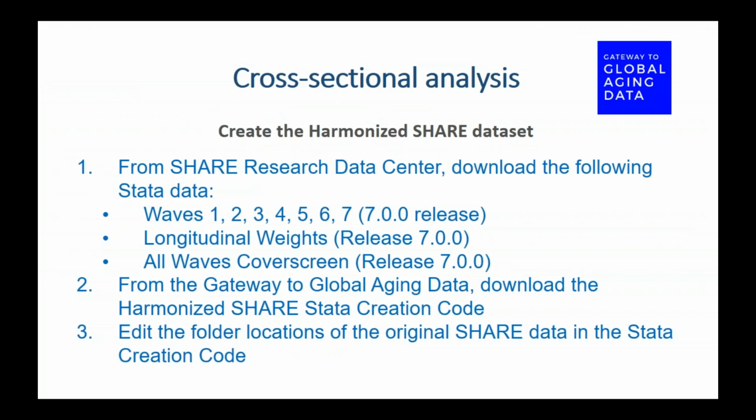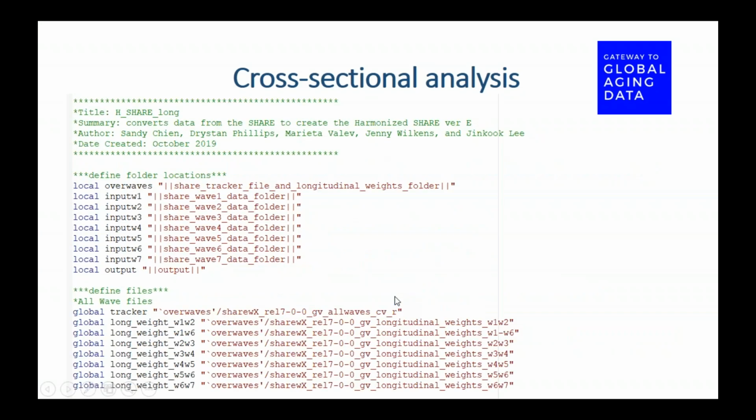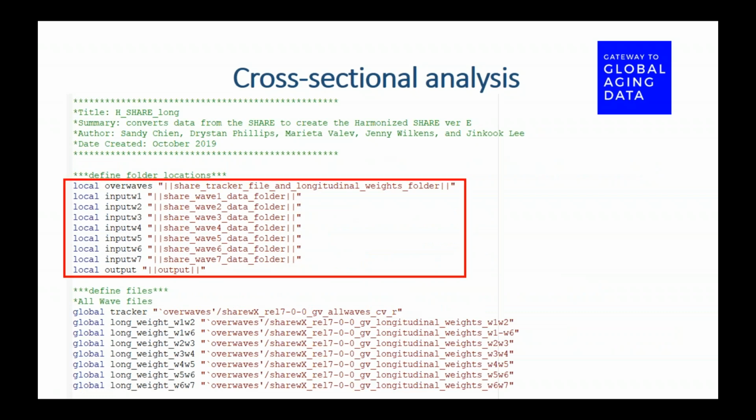Once you have that data creation code, it's going to have all the code that you need to create the harmonized SHARE on its own. What you will only need to do is edit the folder locations of the original SHARE data in this data creation code. Here's the very beginning of a very long file, and you can see that we've asked you to define some folder locations in this section. In here, you would just write out where this data is stored on your computer. It could be anywhere on your own computer once you've downloaded it from SHARE.